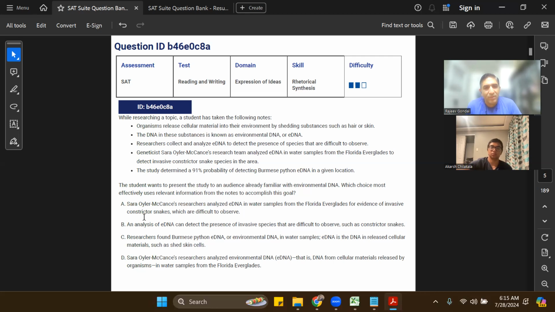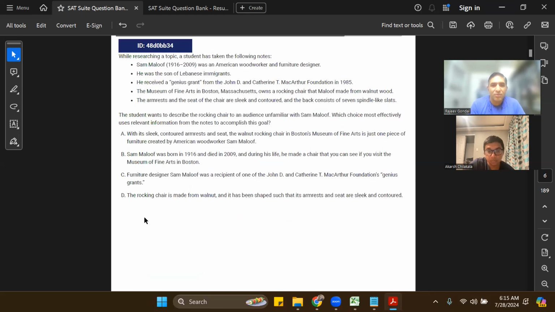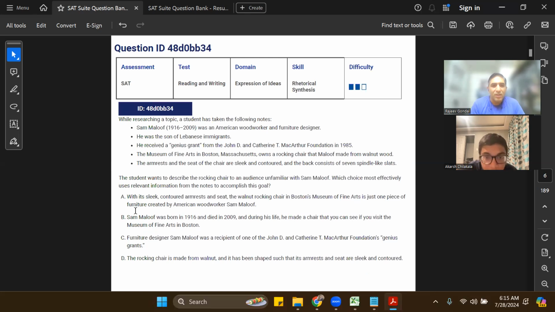All that we want to ignore is any detail about environmental DNA because people are familiar with it. So A is a better choice. See, this is working. You don't even have to read the story, and it saves pretty much a lot of time.